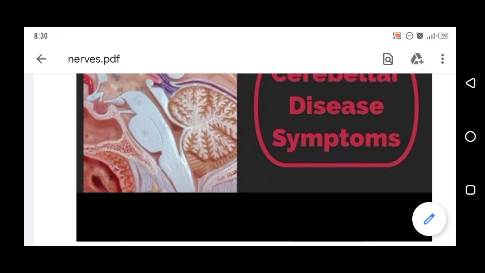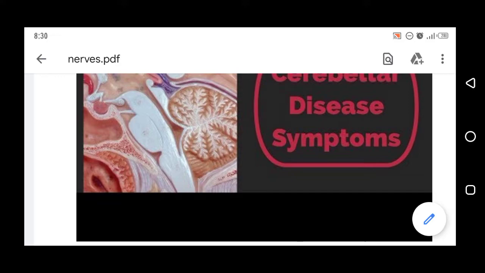Today I am going to teach you about the cerebellar disease symptoms in detail. In previous classes, we had already learned about the different divisions of the cerebellum, their nuclei, connections, and functions. Now I am going to teach you about the details of signs of cerebellar lesion.